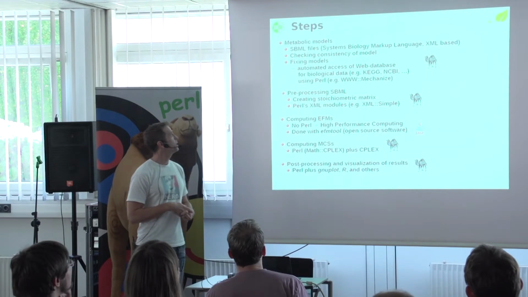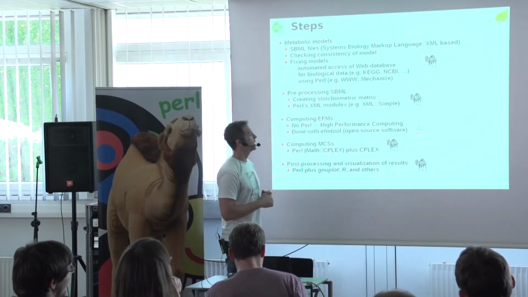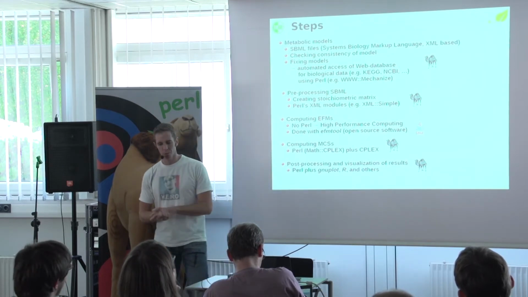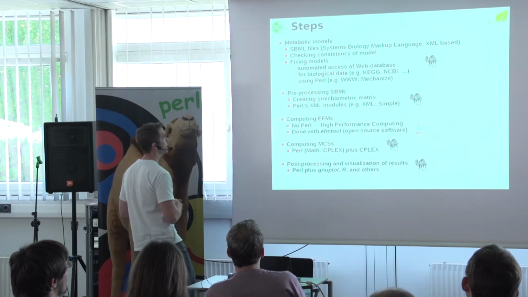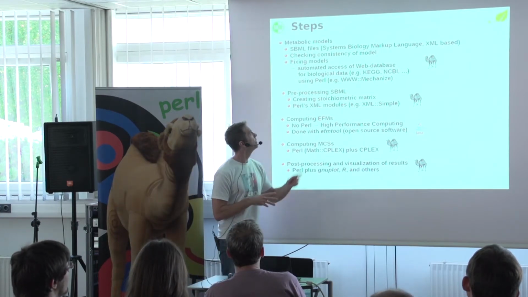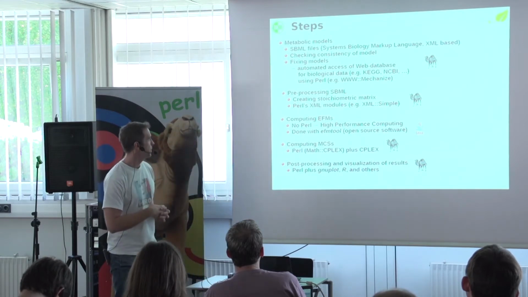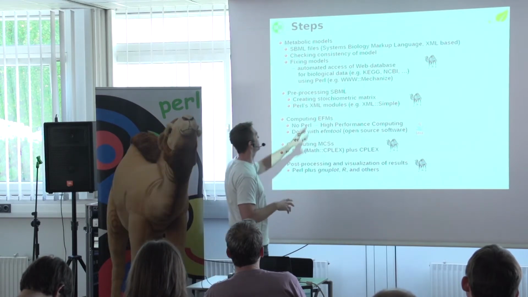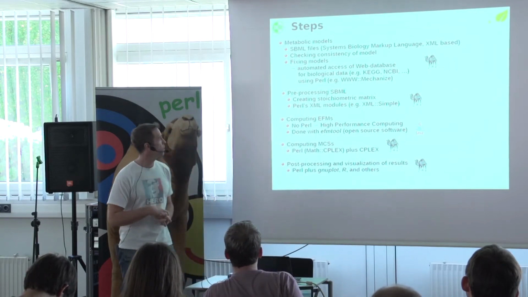So what were the steps we did here? And now again, this is the connection to Perl. We get our SBML files. Those are published by other groups who are more in genetics. We take this, check the consistency of the model, and fix the models. Usually we do that with WWW::Mechanize and access those websites for biological data. For instance, KEGG is, I guess, the most famous one.